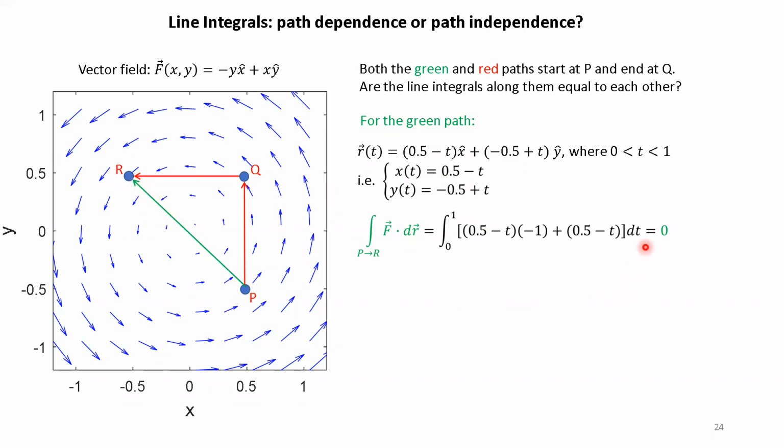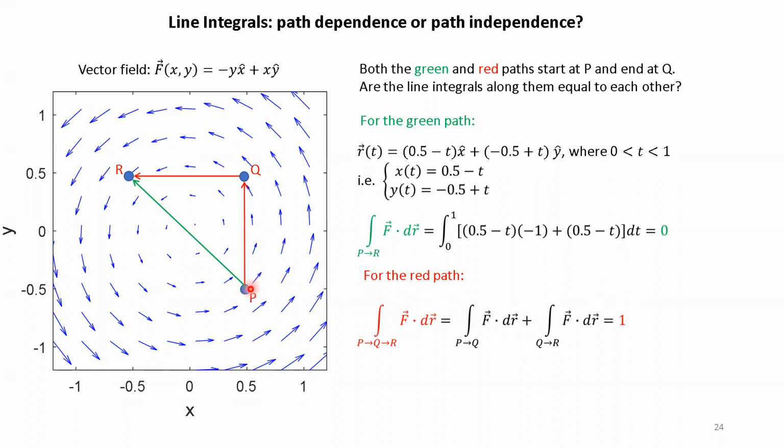On the other hand, for the red path, I'm just taking the result from what we had in the last lecture. Just go back to these slides, and you will see that this line integral is non-zero. So just take a moment to think a bit physically. You understand why one is 0 and the other is non-zero, right?